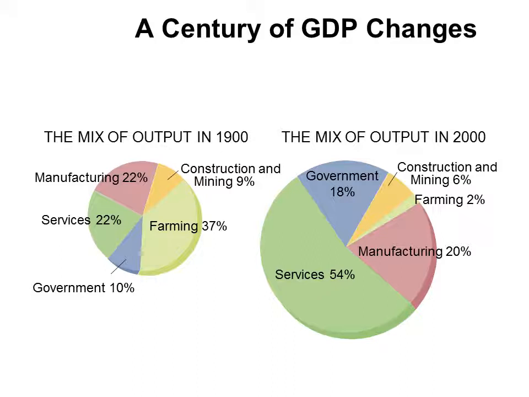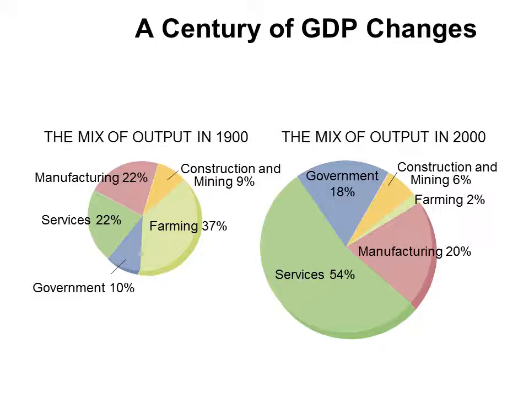Look at services. Services jumped from only 22% of the economy in 1900 to a whopping 54% of the economy in the year 2000. And as I said earlier, we are a service-based economy. A rather big jump in government spending, 8%, right? In terms of percentage change, 8 out of 10, it's an 80% increase in government as a percentage of economic output from 1900 to 2000. And that's mostly because of the Keynesian revolution, which we will get into later.